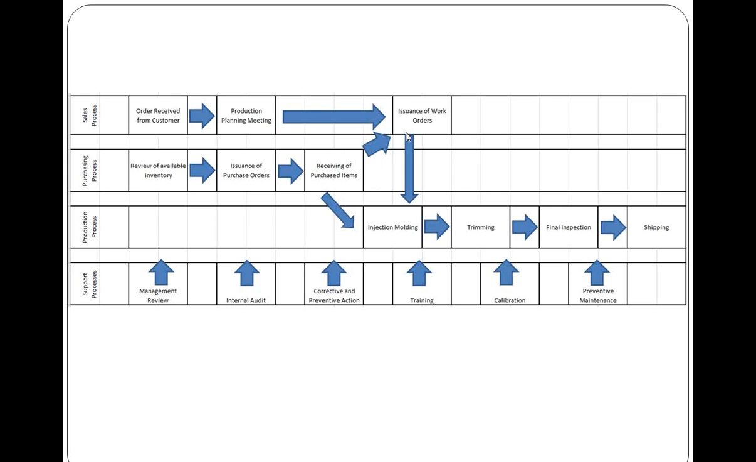Purchased items received, enabling issuance of work orders, and both of those items then leading to the beginning of the production process. And here we have a four-part activity that culminates in shipping. And then again, down here are support processes providing general support to the system at large.